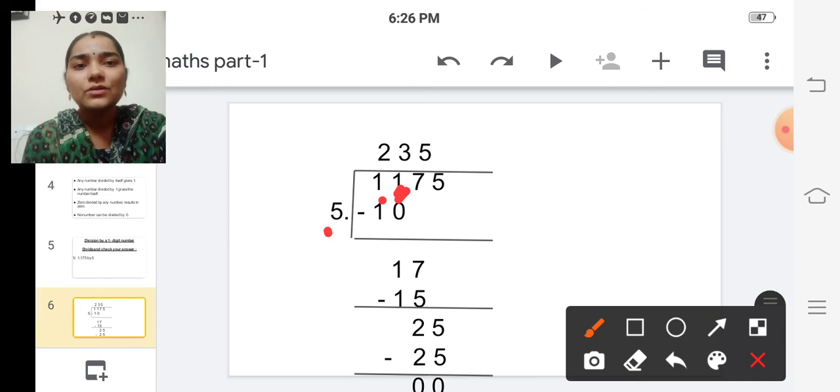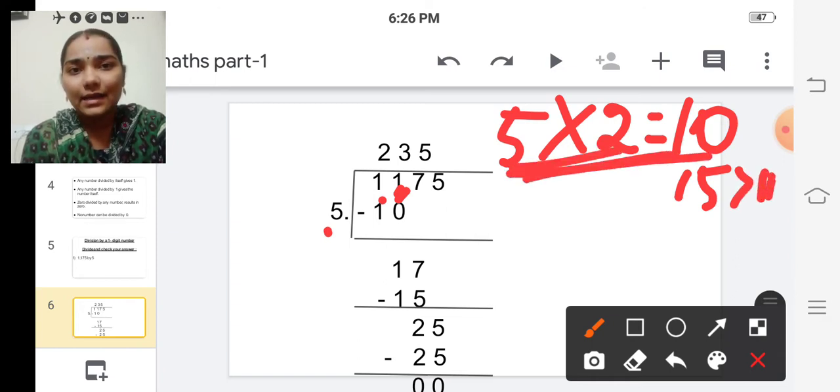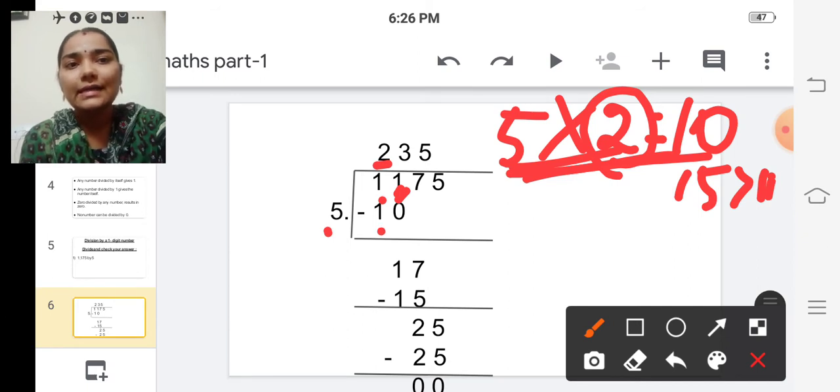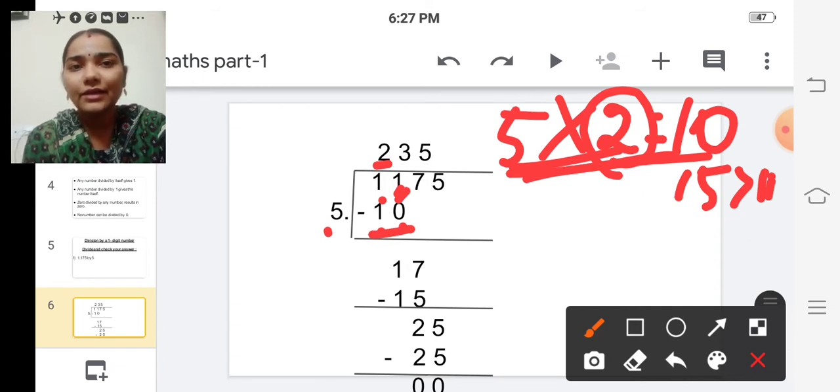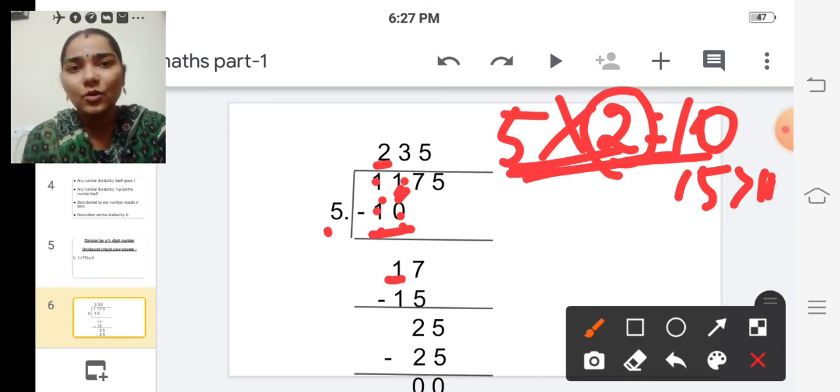Consider the first 2 digits. It is 11. So 5 twos are 10, isn't it? 5 threes are 15, which is greater than 11. So we are going to take 5 twos are 10. We are going to put this 2 in the quotient. And we are going to subtract 10 from 11. 1 minus 0 is 1. And 1 minus 1 is 0, isn't it?